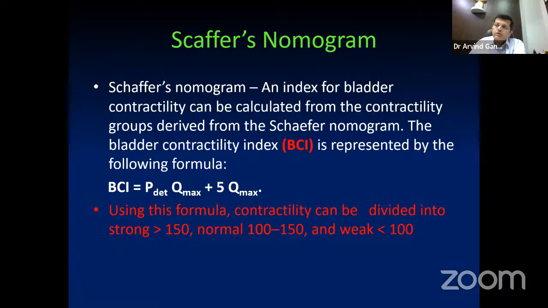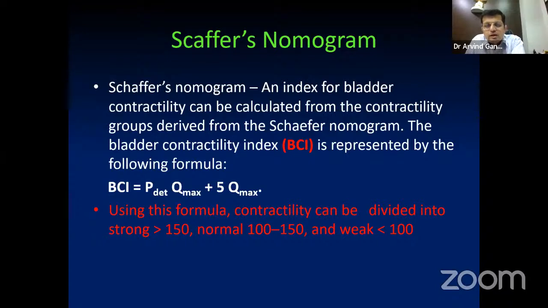Similarly, we are repeatedly talking about underactive detrusor. So how can we label the patient as underactive detrusor? It can be labeled using this Schaeffer's nomogram. An index for bladder contractility can be calculated from the contractility groups derived from this nomogram. So the simple formula is P-det Qmax plus 5 Qmax.